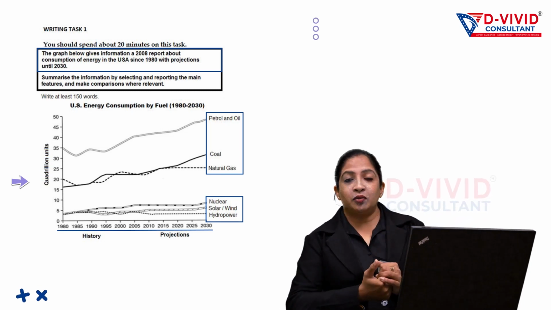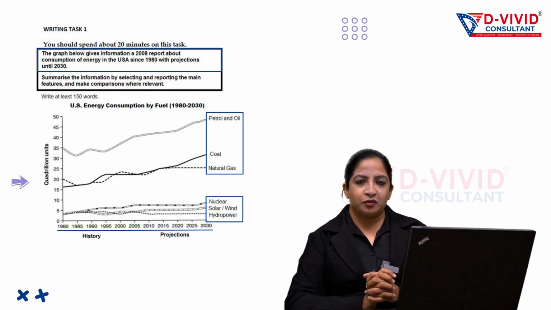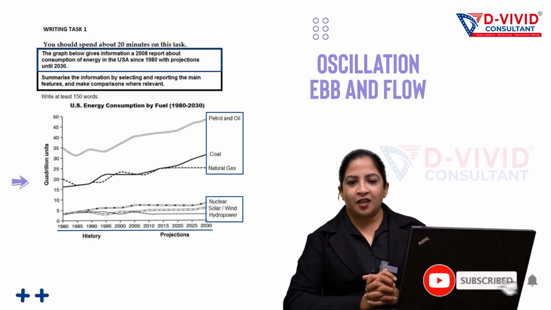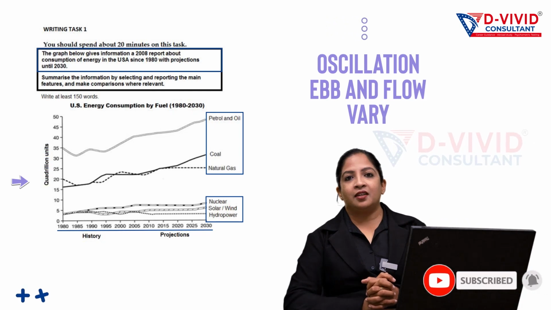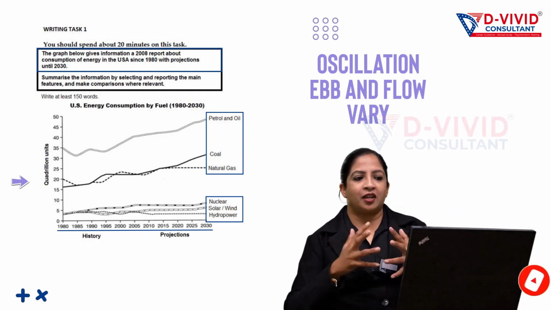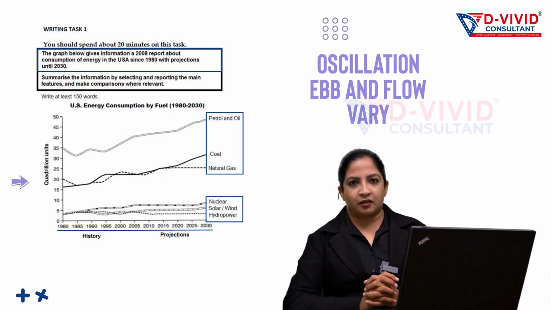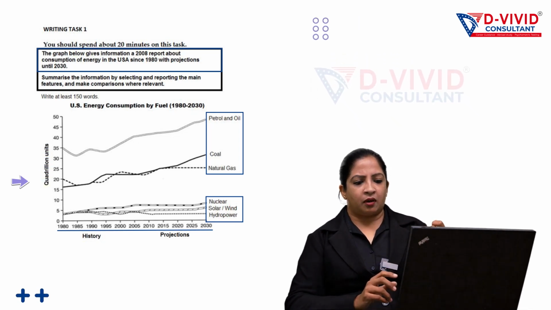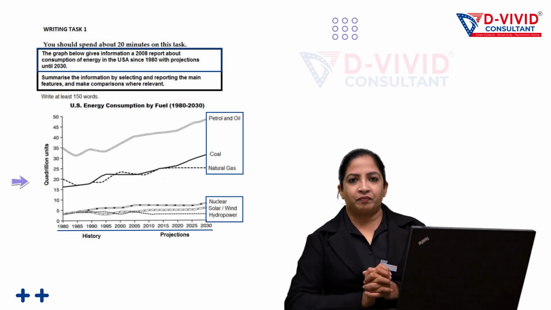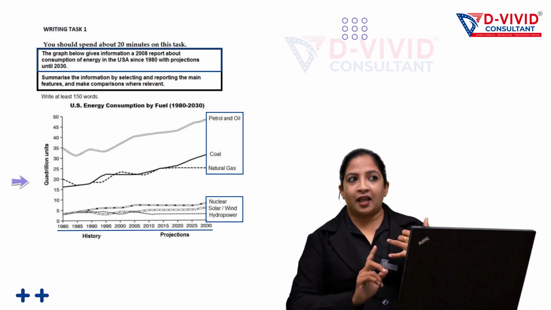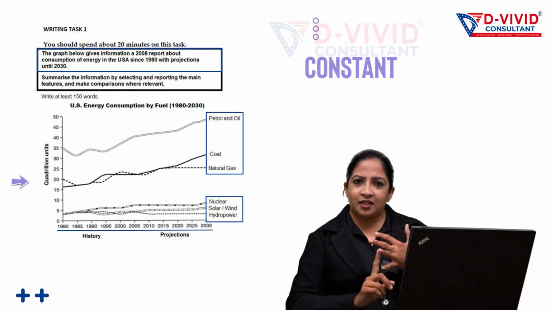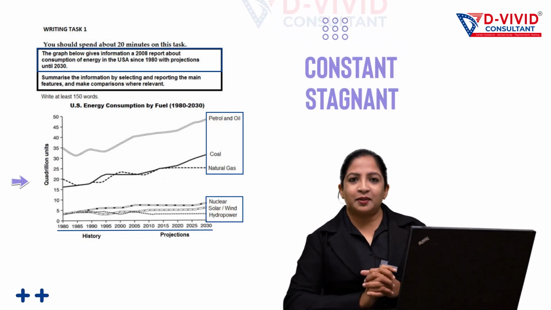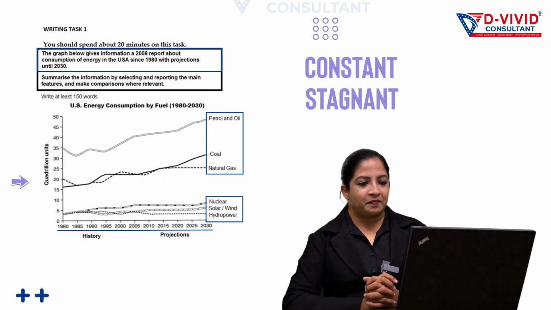Yes, for fluctuation, we can use oscillation, ebb and flow, or vary. So these are the words that we can use instead of fluctuation. What words can I use to replace the word stable? Once I write stable, then I can use constant, I have stagnant. So these are the words that I'll be using.